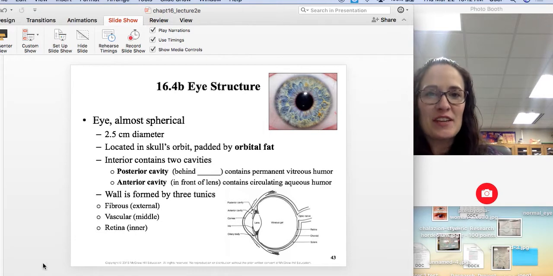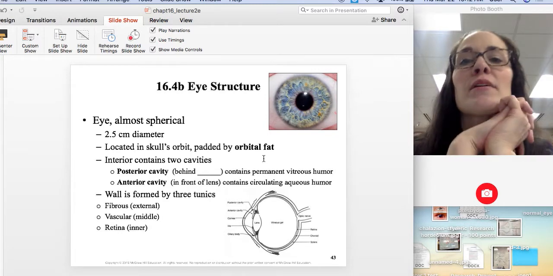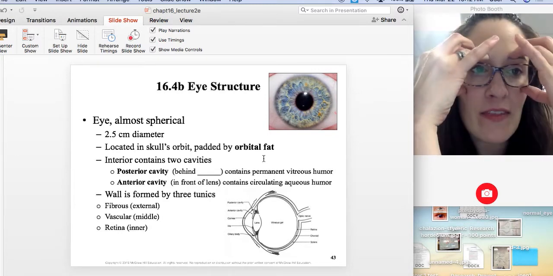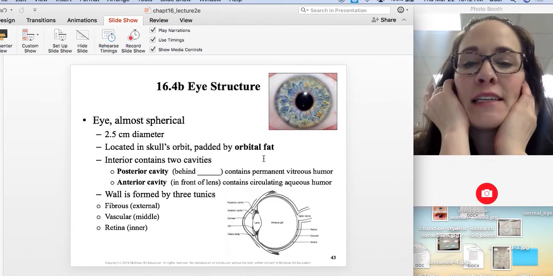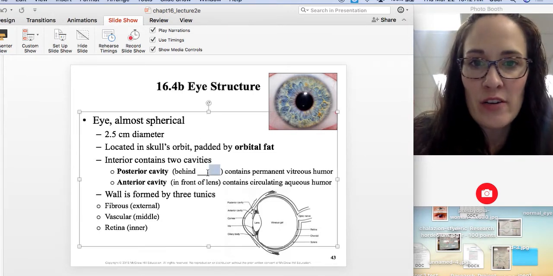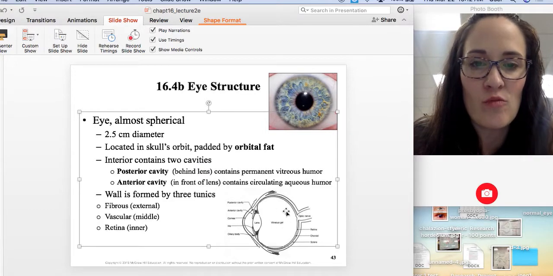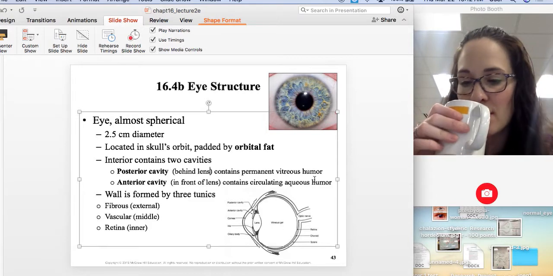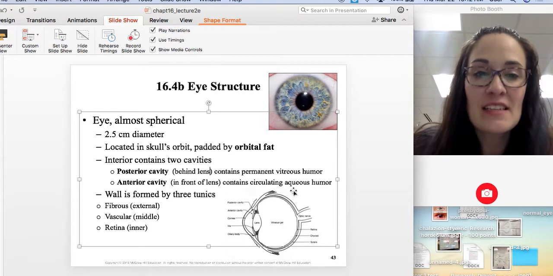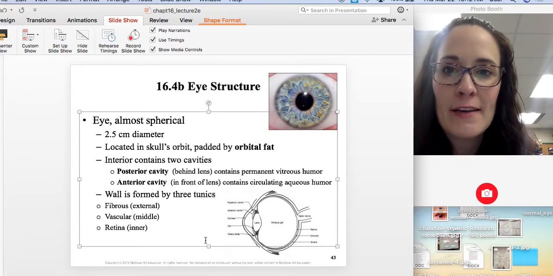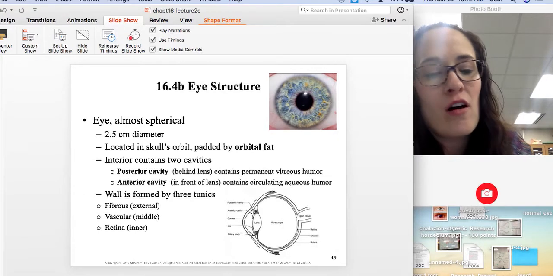The eye itself, isn't that a cool picture, is almost spherical. It's about 2.5 centimeters in diameter, and it's located in the orbit, and it's anchored in a bunch of fat called orbital fat. There are two cavities. The posterior cavity is behind the lens and contains a fluid, the permanent vitreous humor, or vitreous body. The anterior cavity is in front of the lens, and it contains aqueous humor, more water-like. And the wall, or the outside, has 3 layers, and we're going to talk about all of those layers.